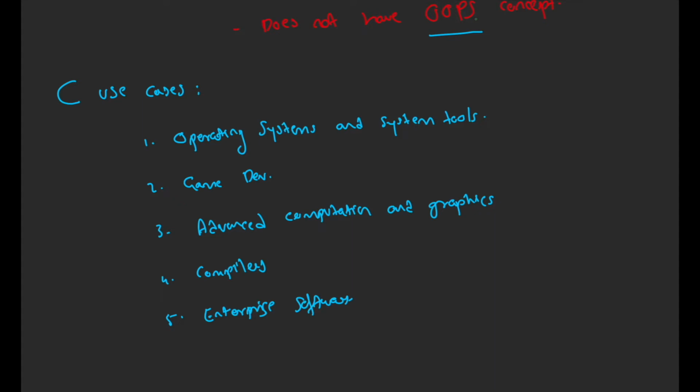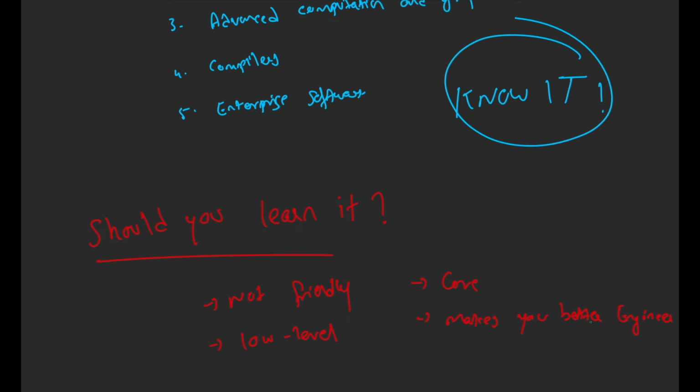C is used in many cases, such as building operating systems and system tools. It's even used in game development to increase performance. Likewise, it's used in advanced computation and graphics, building compilers, and enterprise software. So should you learn C? C is not among the most popular trendy programming languages to learn. However, it is still an in-demand skill with a longer history than most programming languages. Learning C will give you a good overview of the evolution of programming during the past 50 years. You will find plenty of developers who used C even before the internet came to exist.